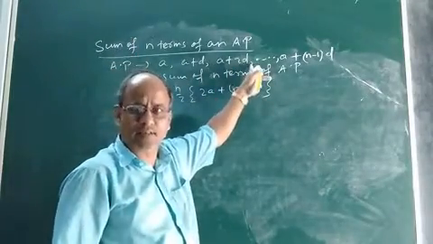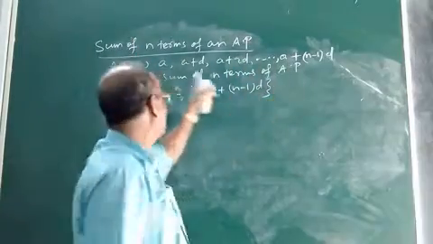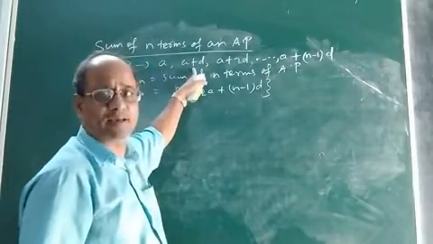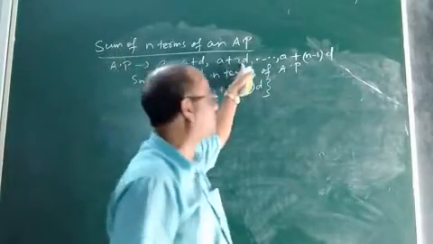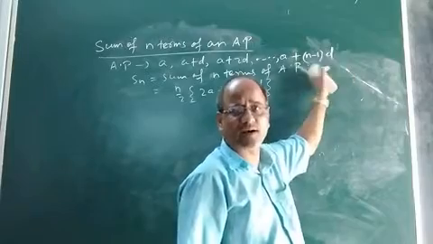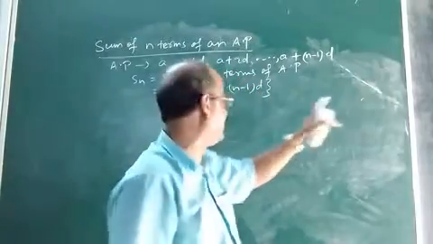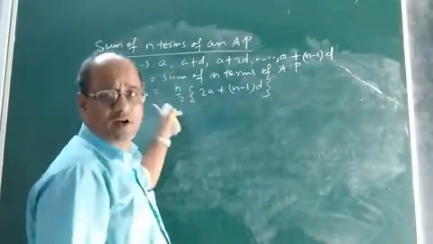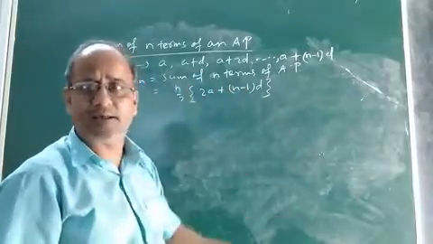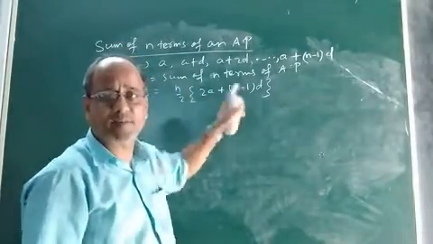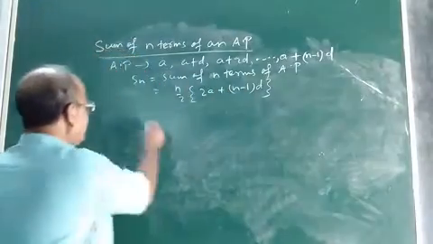If an AP is in this form having n terms, where the first term is a, the second term is a plus d, the third term is a plus 2d, and the nth term, or the general term, is a plus n minus 1 into d, then the sum of the n terms of the AP will be given by this expression. How to prove it? Okay, let us prove it.